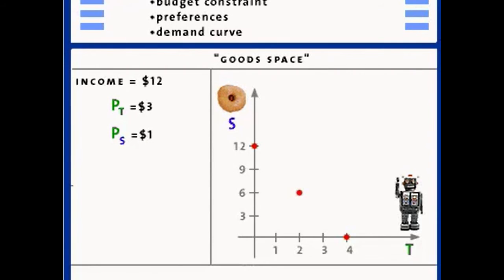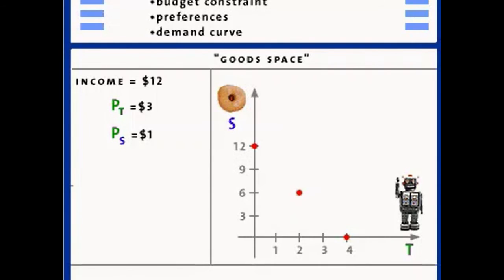Let's calculate another point on the budget constraint. Suppose now you only buy 1 toy. How many snacks can you afford to buy? You calculate it. One toy costs $3. Subtract $3 from your budget of $12, that leaves $9 to spend on snacks. And since snacks cost $1 each, you can afford to buy 9 snacks. Another point on the budget constraint.